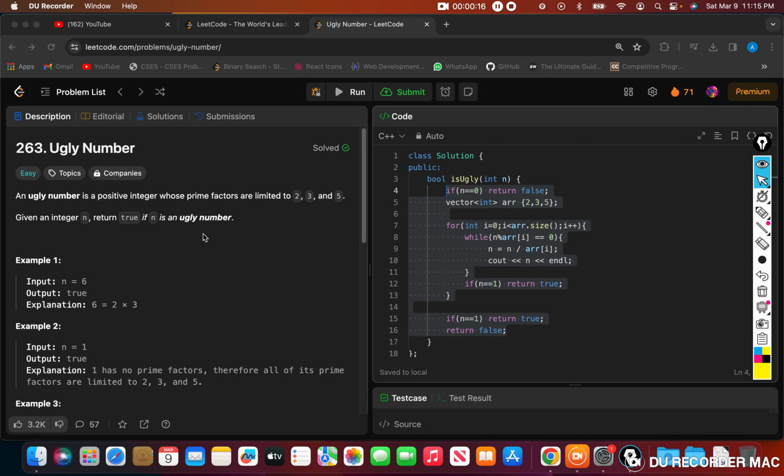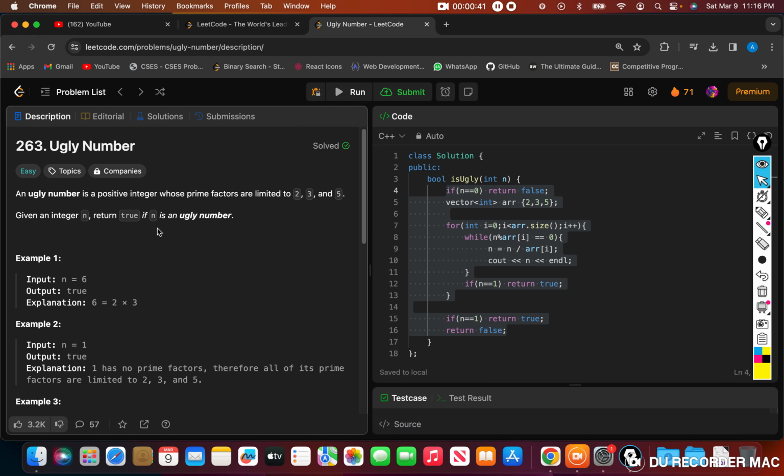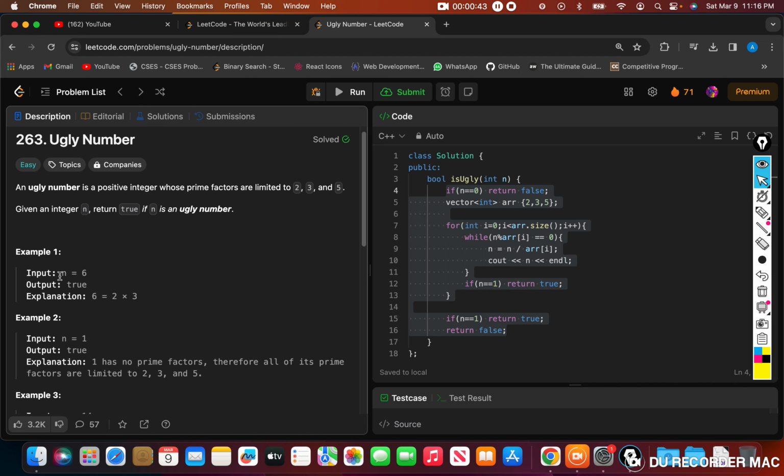In the given question, we are given one integer n, which is positive, and we have to find whether it is divisible only by 2, 3, or 5. If it is divided only by 2, 3, or 5, then we have to return true. If not, we have to return false.